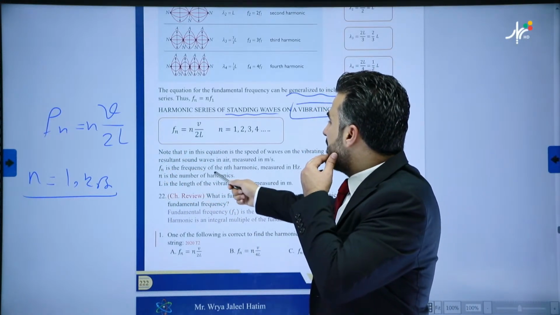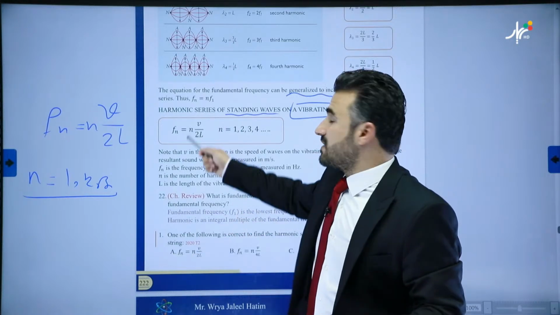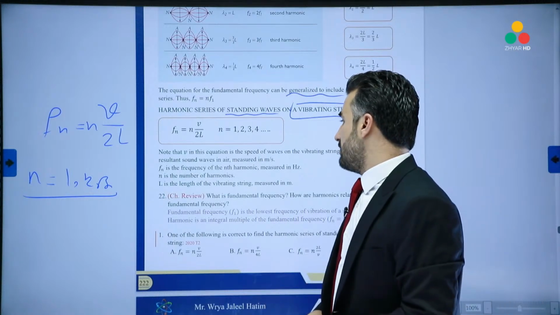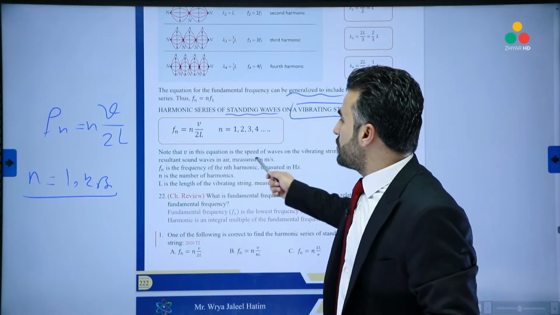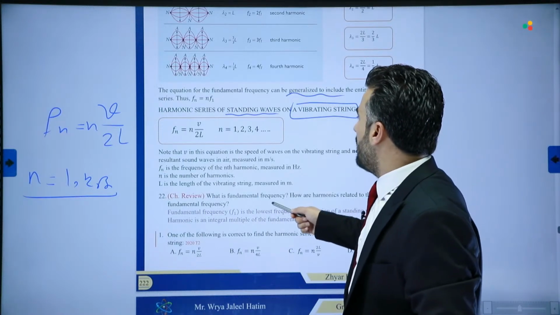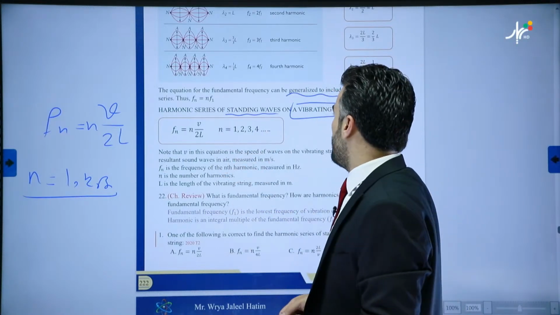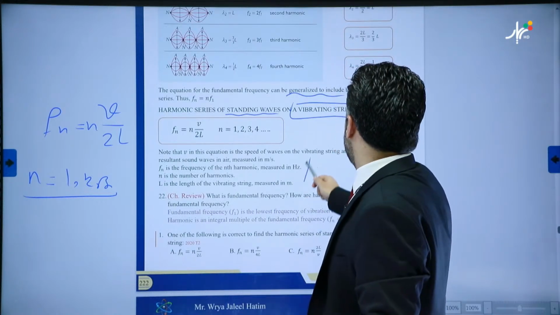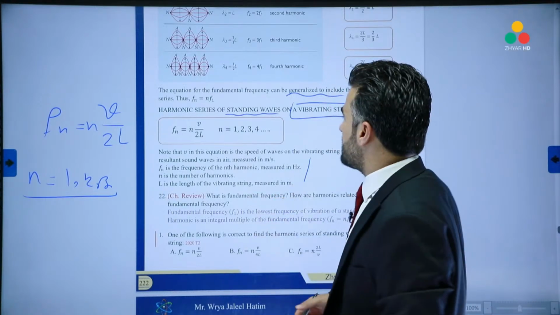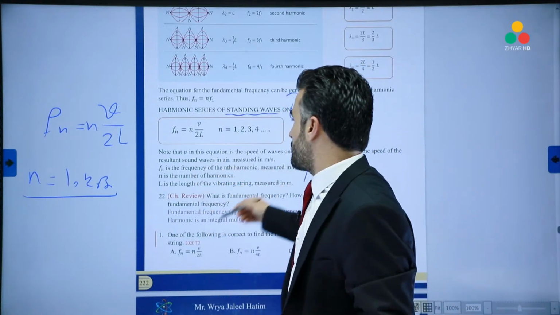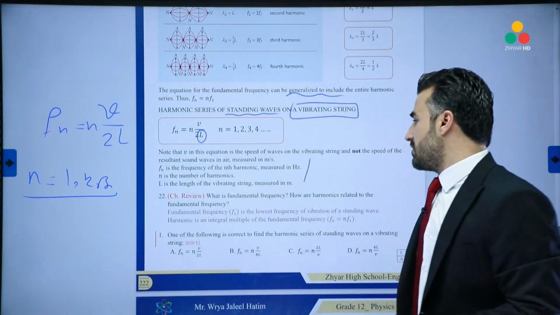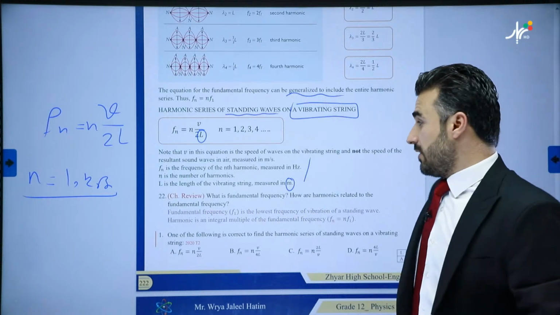Fn stands for the frequency of the nth harmonic. And of course, n is the number of the harmonic. V is the speed of sound in air, measured in meters per second. Or, by the way, it is the speed of the vibrating string, not the speed of the resultant sound wave in the air, which is measured in meters per second. L represents the length of the string, which is measured in meters. If it is not in meters, make sure you convert that.